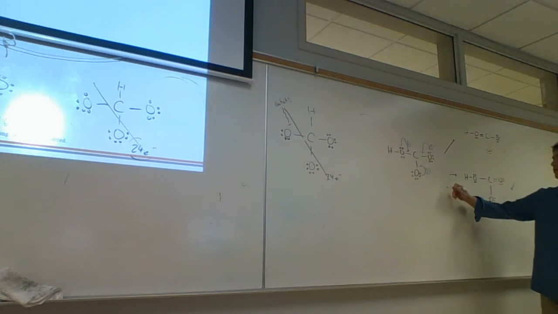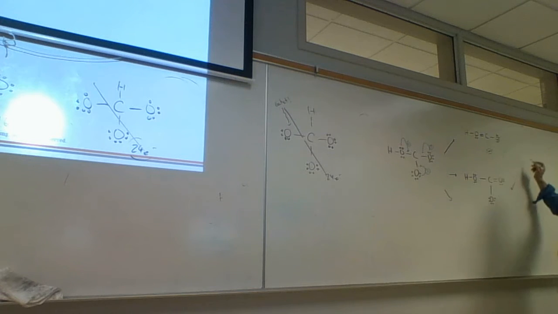And then what if we picked oxygen 3? If we picked oxygen 3, then we generate this structure here. Does everybody have an octet? Yeah. And so it looks like these 3 structures are good. But they aren't the same.